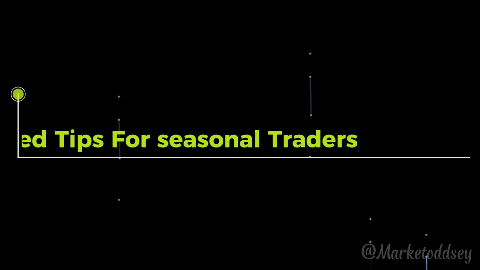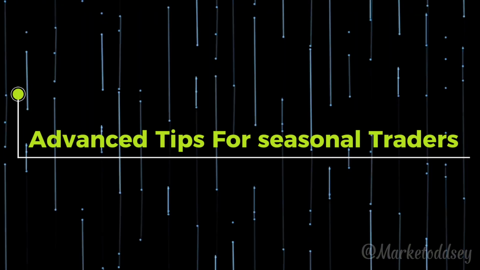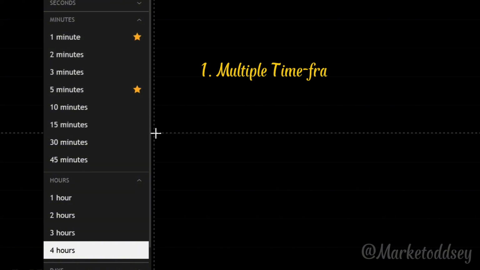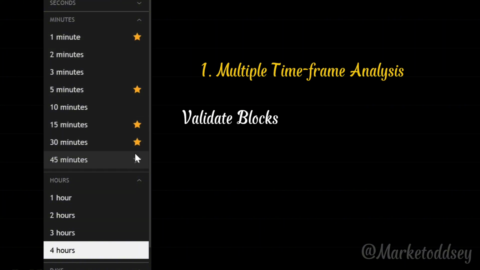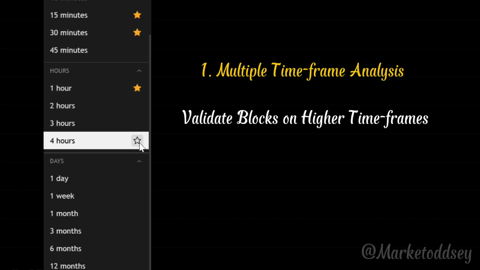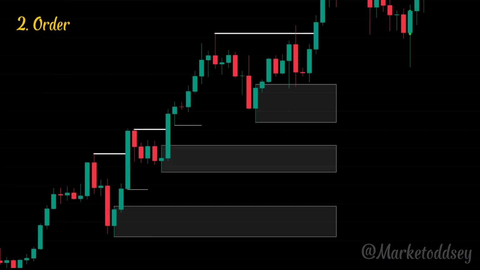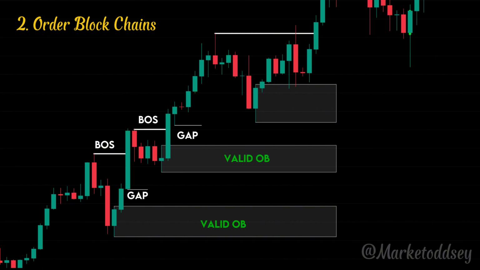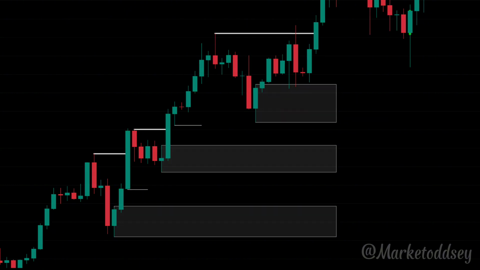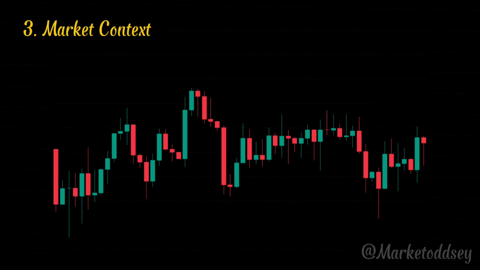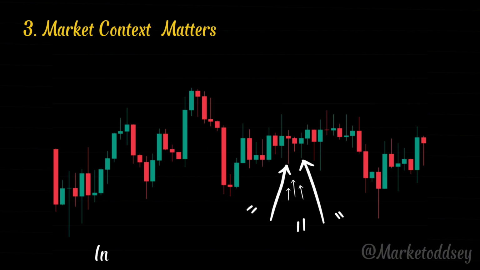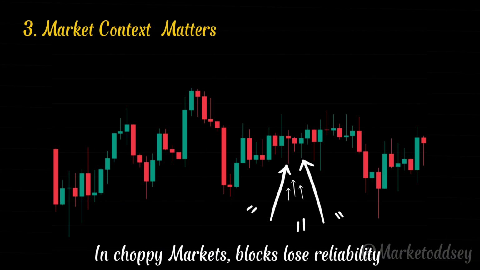trade. Advanced tips for seasoned traders. 1. Multiple time frame analysis. Validate blocks on higher time frames, e.g., daily charts, for stronger signals. 2. Order block chains. Look for clusters of blocks forming support/resistance zones like stacked floors in a building. 3. Market context matters. In choppy markets, blocks lose reliability. Save them for strong, trending conditions.